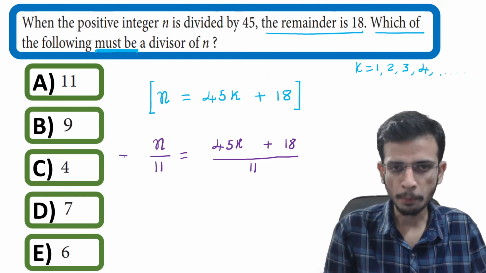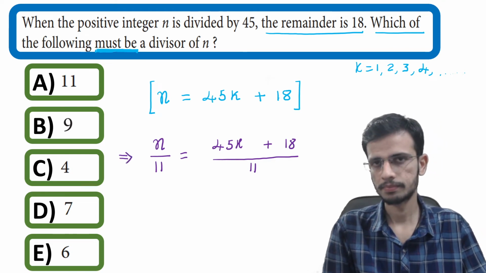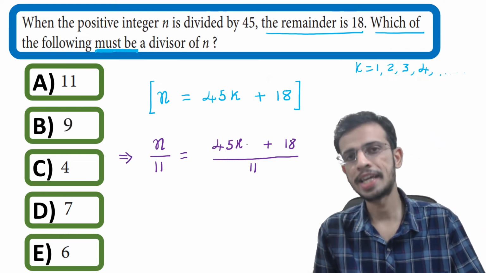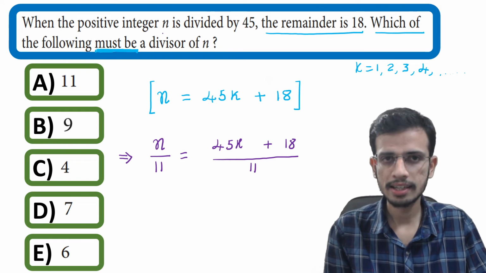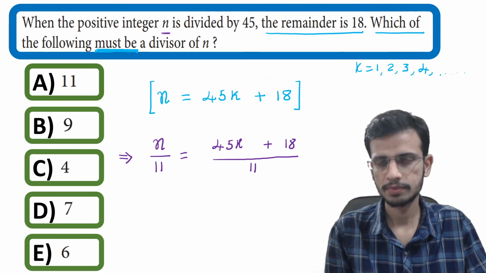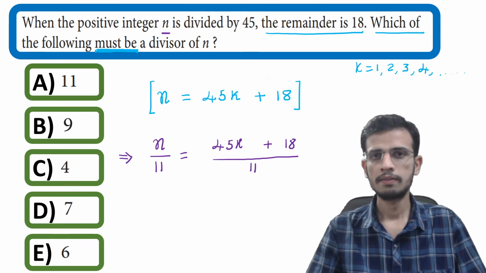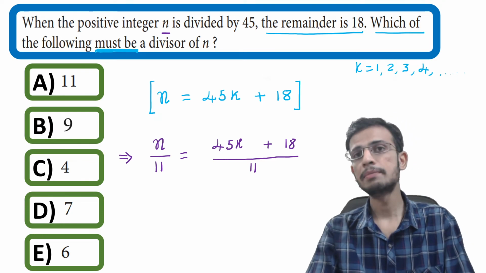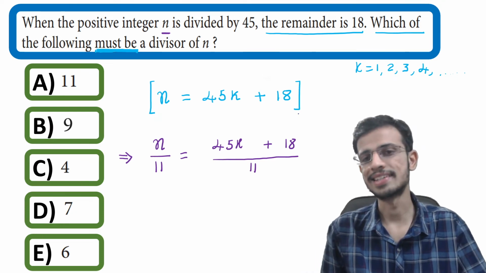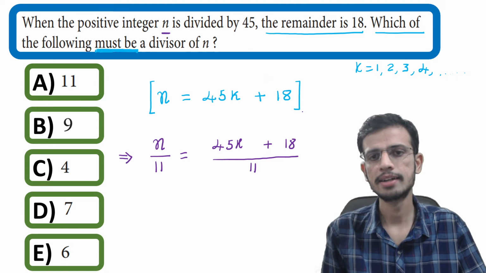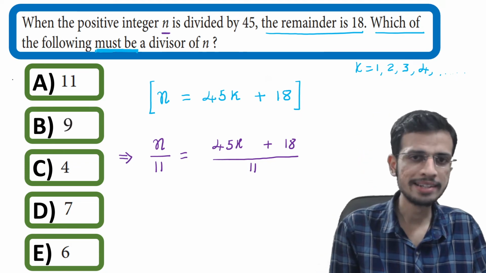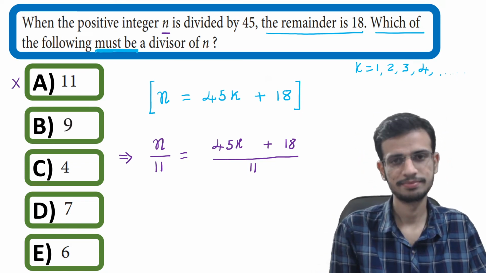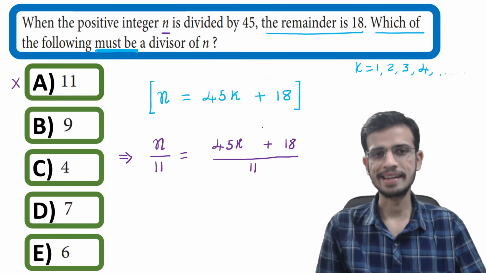This might be correct. For some values of k, this integer will be a multiple of 11. It might be possible, but not for all the cases, right? So option A will be incorrect. We want it for all the cases.